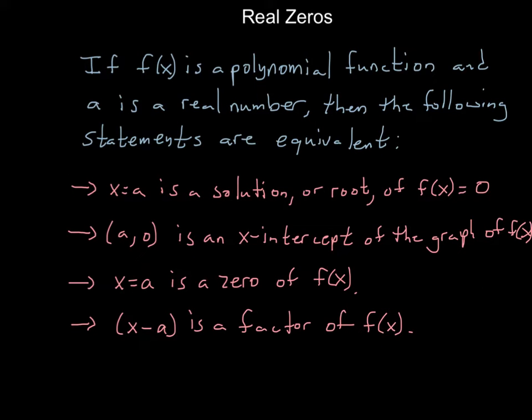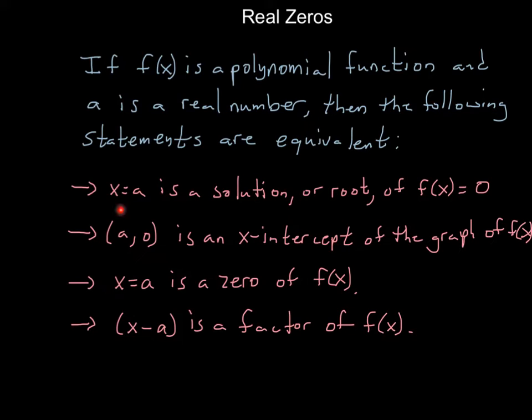Next thing we have is real zeros. Now, when we talk about zeros, there's four different interpretations you need to be familiar with. We're going to let f of x be a polynomial function, and a be some real number, and then the following statements are equivalent. You must know these four and be able to interchange them.